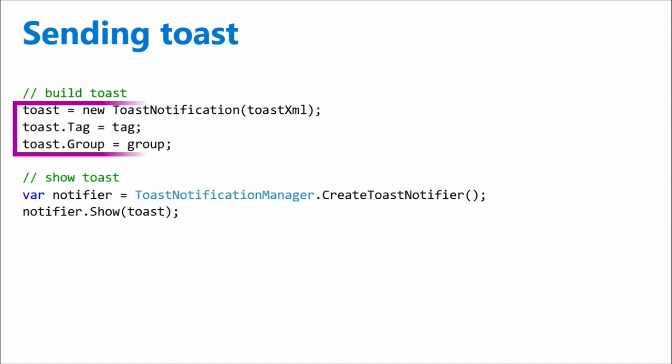Yeah, that's right. So here we are at sending Toast, and it's basically the same, right? I create whatever that Toast is, but I have the ability to create a tag and a group. This is important when it comes to Action Center, because it allows me to group things together in Action Center in different ways, which is really cool because it also allows me to find the item in the group based on the tag, and then I could even remove it from that list as well.